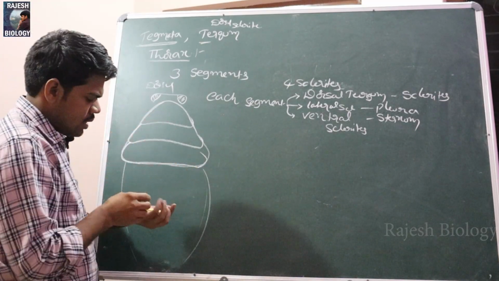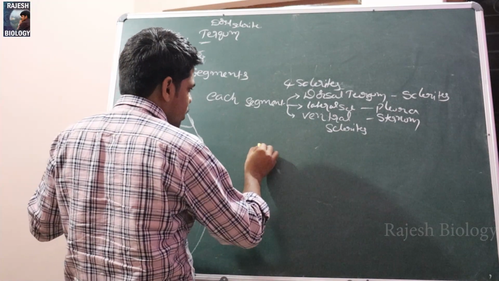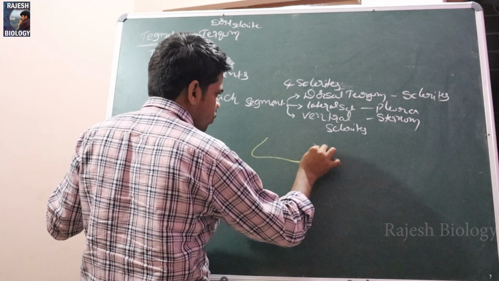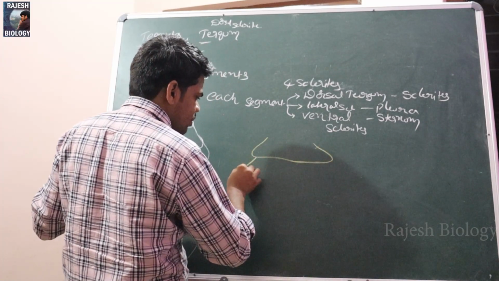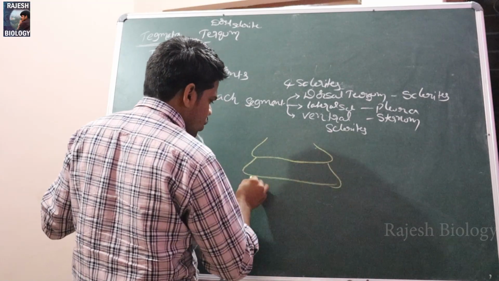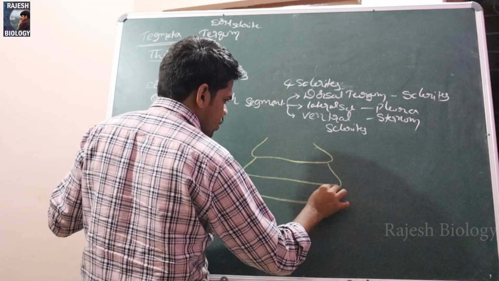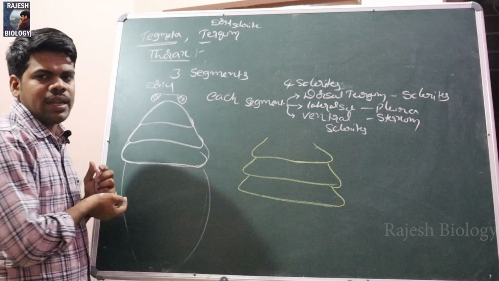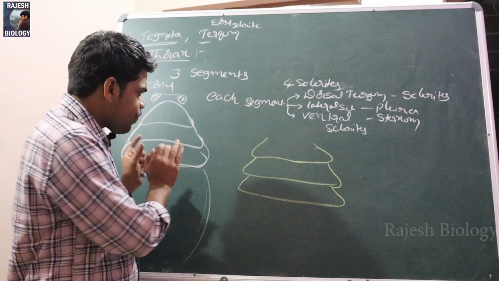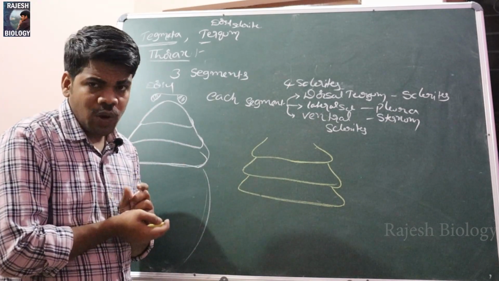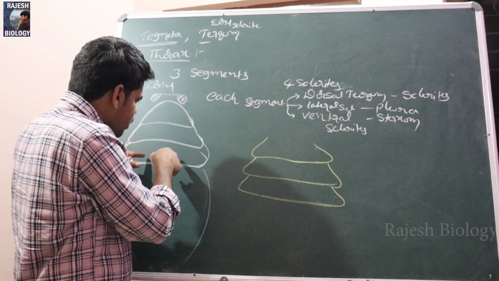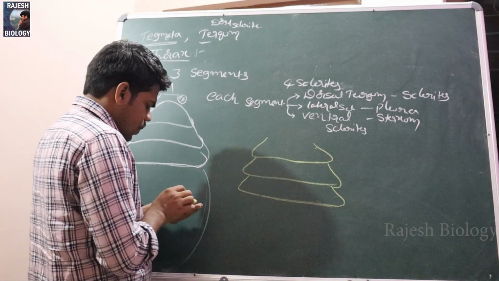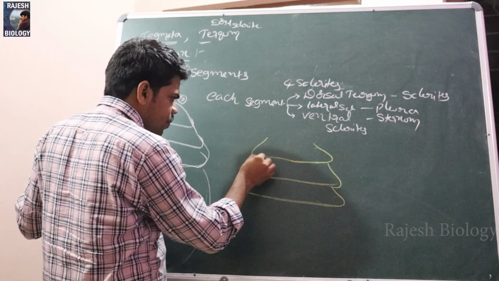If I draw the ventral side, it also appears like this. Sternite of the first thoracic segment, second thoracic segment, third thoracic segment. These are sternites, these are tergites. Not only this, all these segments are attached with one another by the arthrodial membrane.